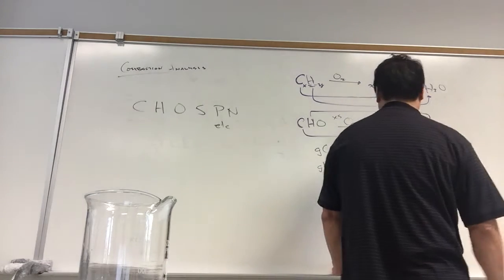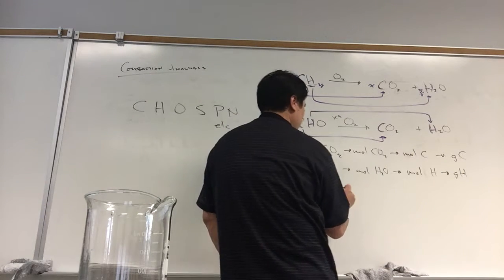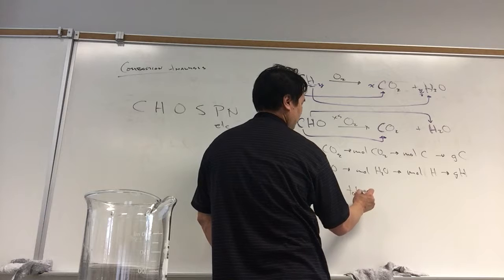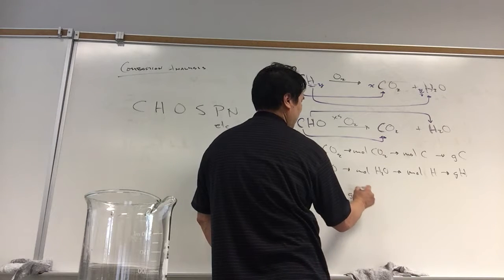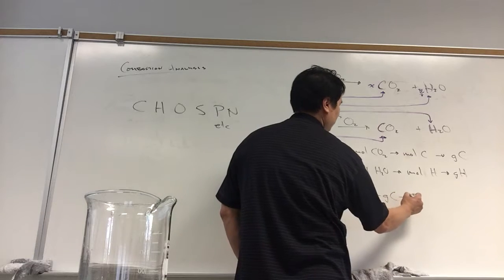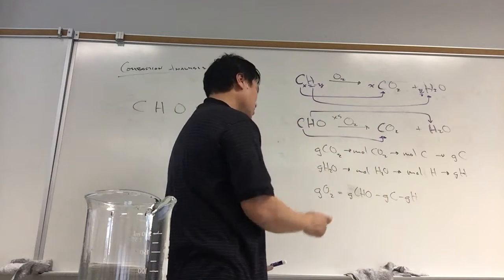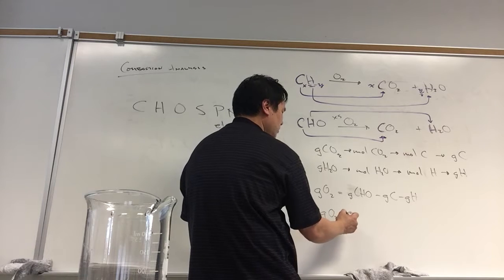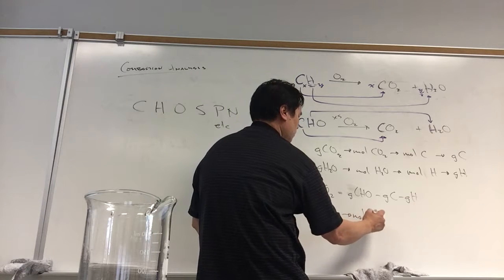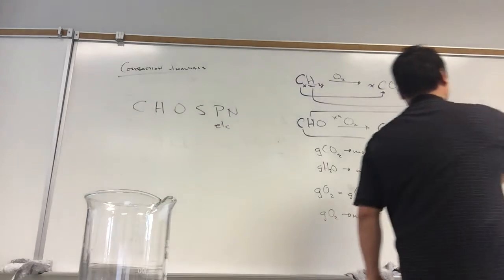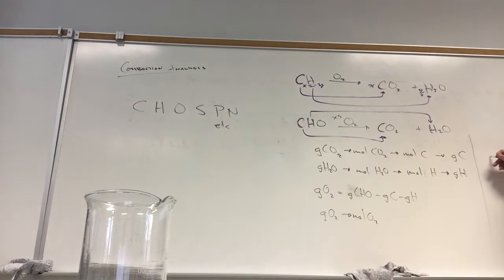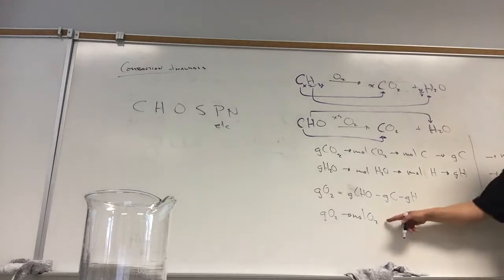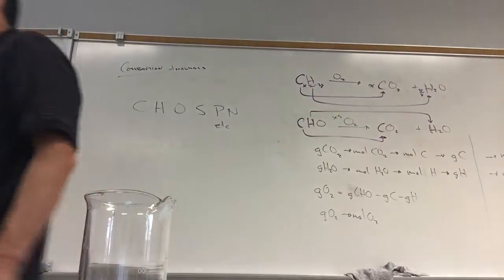And so to get the grams of O, the grams of O is equal to the total grams, let's say grams of CHO, minus the grams of C minus the grams of H. That gives us the grams of O. And from the grams of O, we'll go to moles of O. So we stop here. And then we'll go back to moles of C, and then go back to moles of H, and then just get the simplest mole ratio. Moles of carbon, moles of hydrogen, moles of oxygen. That'll give us a chemical formula.